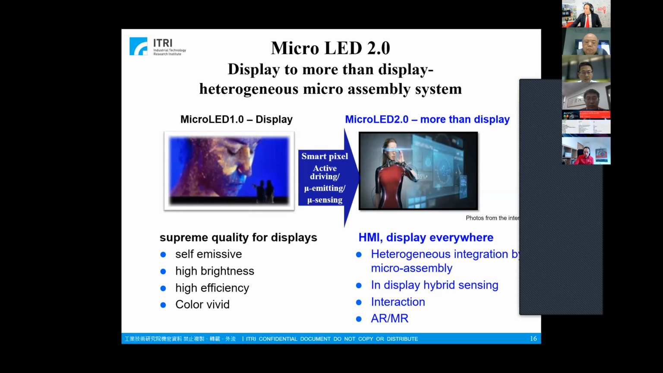For micro LED 2.0, we are upgrading the mass transfer method to heterogeneous microassembly technology by integrating RGB micro LEDs onto micro drivers with sensing function. This kind of active smart pixel package unit is being developed for achieving hybrid sensor interactions with display and AR/MR use.